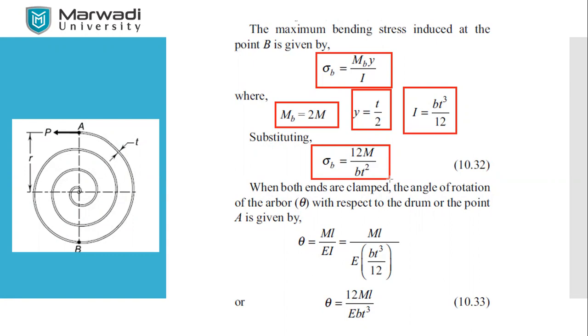Now look at this figure. When both ends are clamped, the angle of rotation of the arbor, theta, with respect to the drum, or the point of contact A, is given by this equation: theta = M l / E I. Now we can put I = b t cube divided by 12. So the equation of theta you have right now is 12 M l / (E b t cube). This is your equation of theta.